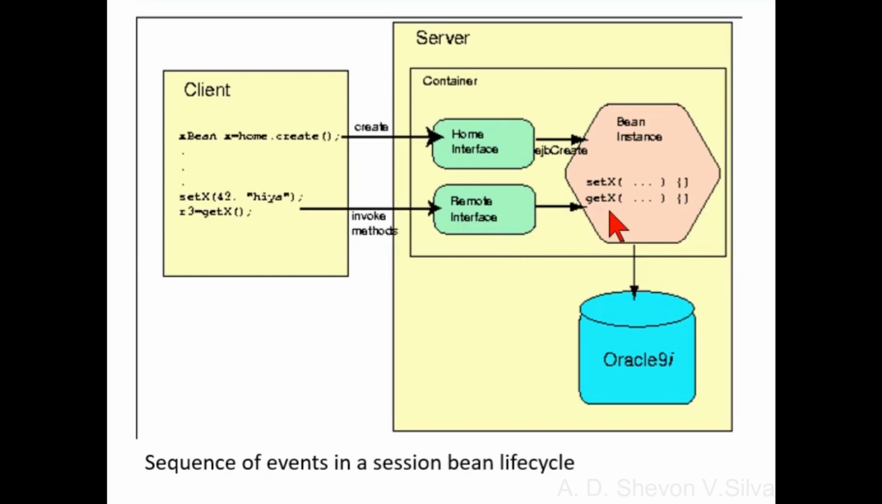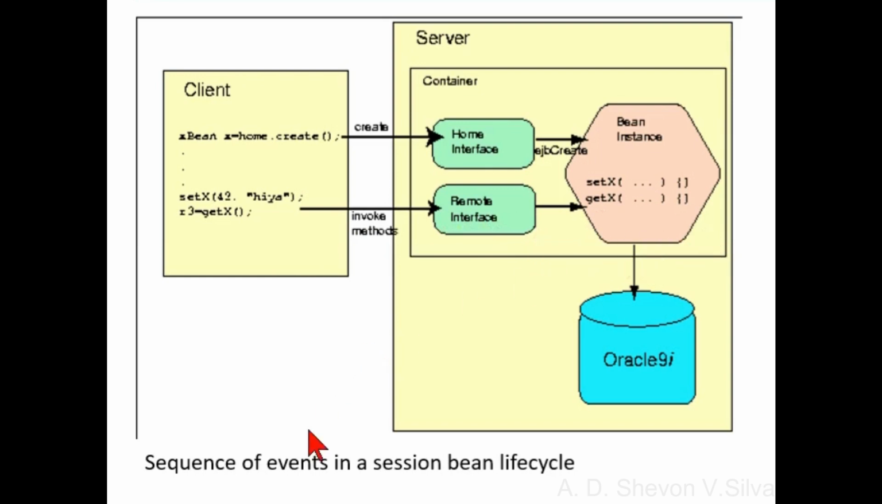Step 7, client 1 invokes remove on the remote interface when it's done with the bean instance. This destroys the remote interface and the bean instance.